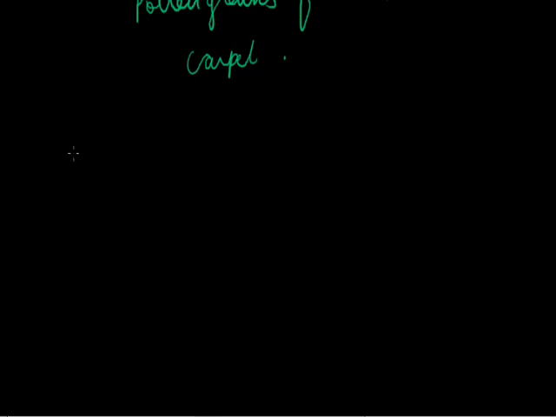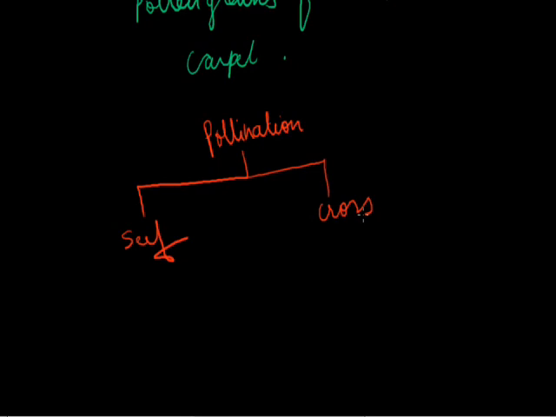Pollination can be categorized into two parts: self pollination or cross pollination. In self pollination, the transfer of pollen grains is from anther to stigma of the same flower. On the other hand, in cross pollination, the pollen of a flower lands on the stigma of another flower of a different plant of the same kind. So that is called cross pollination.